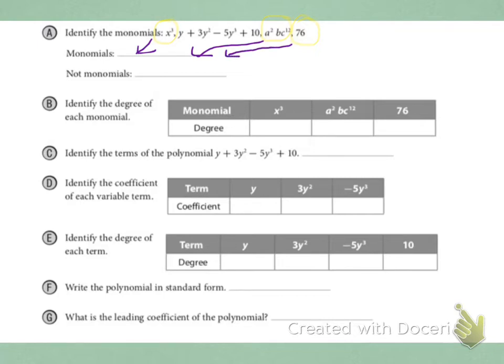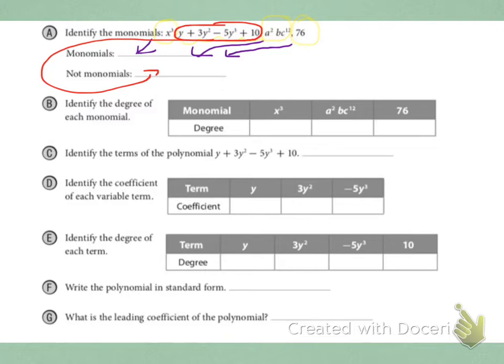They are all just a single term, whereas this one right here has 1, 2, 3, 4 terms. That's a 4-term polynomial, and so that's going to be the one that's not a monomial, that one right there. So again, this is just getting comfortable with terminology. So the degree of each monomial. They listed out the monomials here, and let's tell the degree.